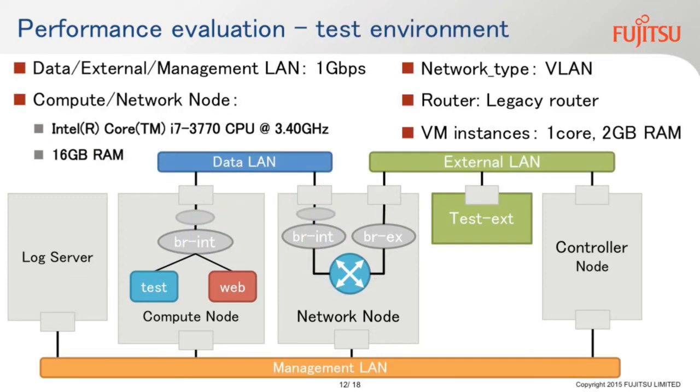We create a test environment with our own network interface card, 1 gigabit per second, and the same configuration for the network node and the compute node: Intel Core i7 3.4 GHz and 16 GB of memory. For the network type, we use VLAN to transfer the log. The network type is VLAN, and we use a legacy router for the VM instance. We create the instance with 1 core and 2 GB RAM.